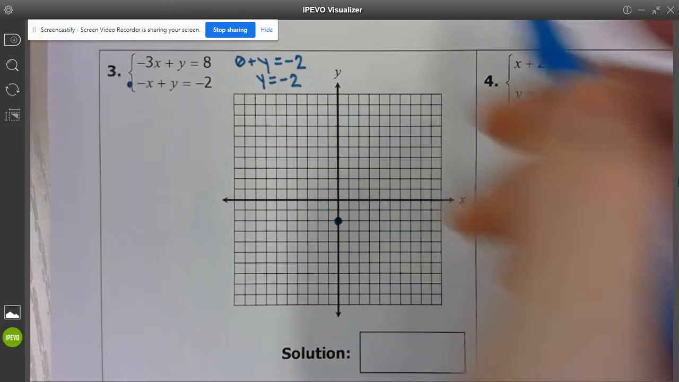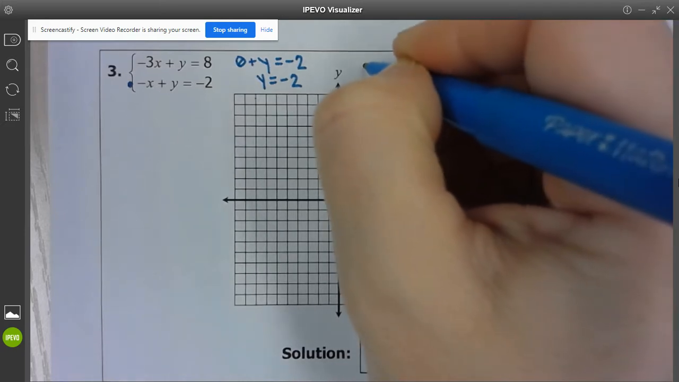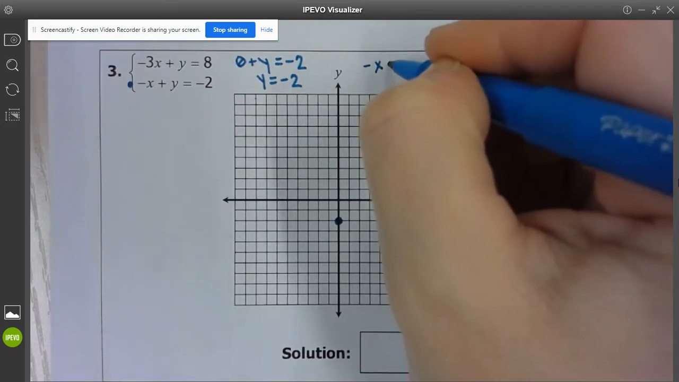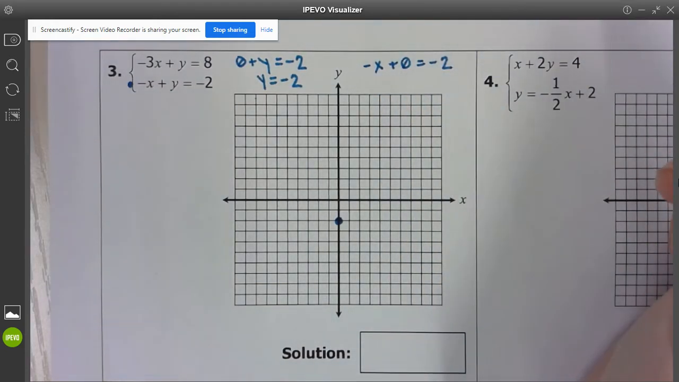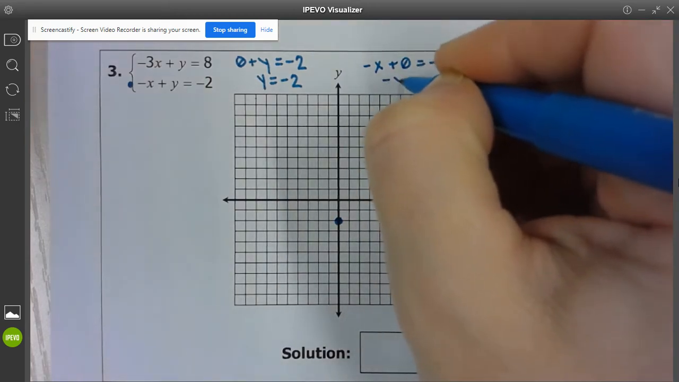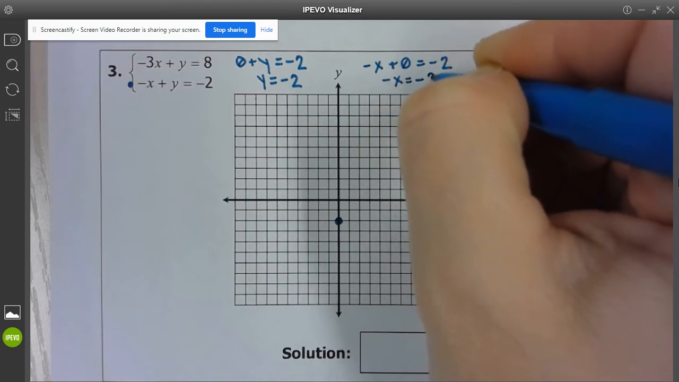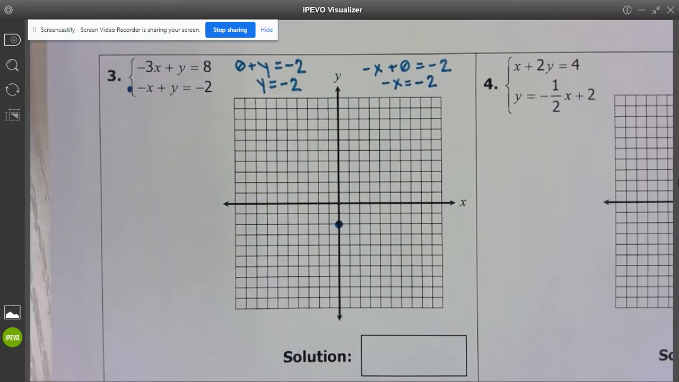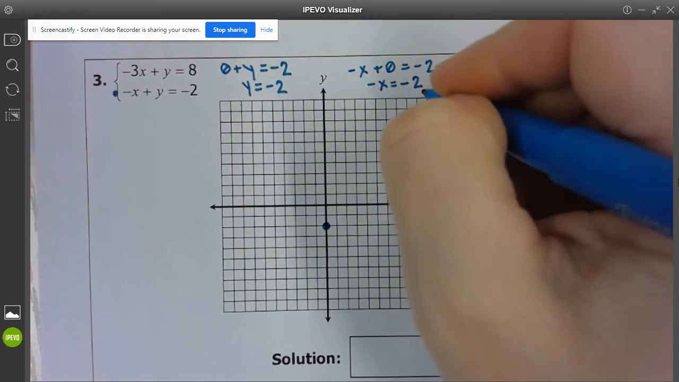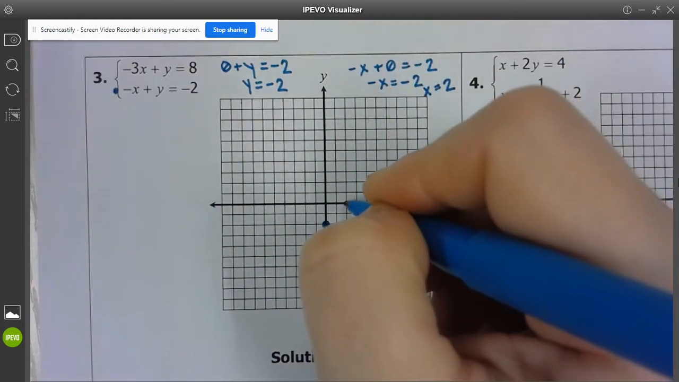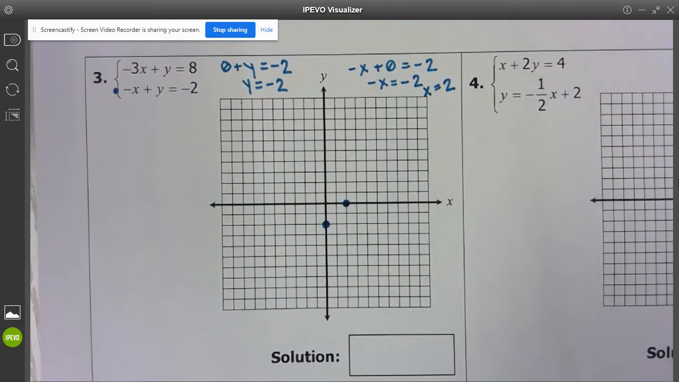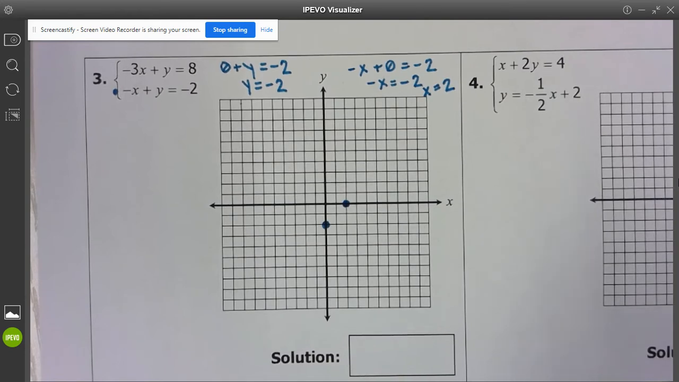I'm going to do the same thing and substitute in 0 for y. Negative x plus 0 equals negative 2. You have to be incredibly careful because this says negative x equals negative 2. Dividing both of those by negative 1 tells me that x equals 2. Since both of those are whole number tick marks, I am okay to use standard form for the second equation.